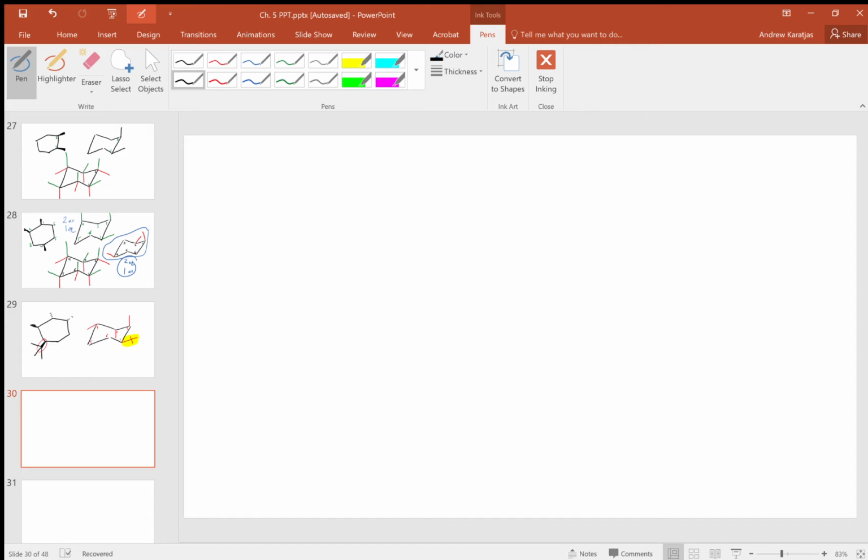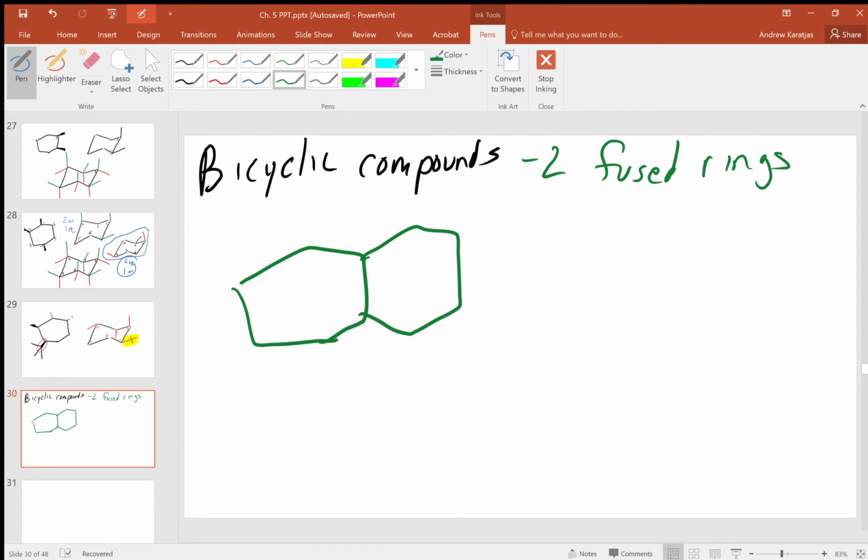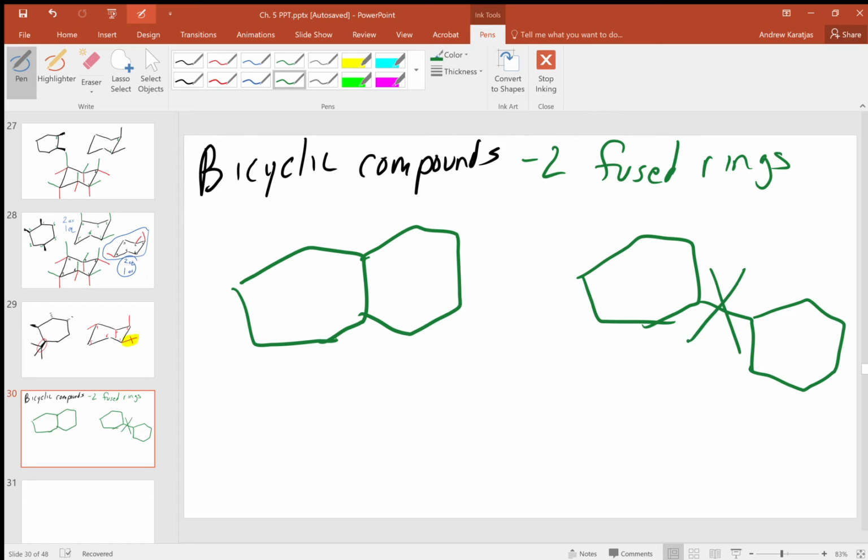Our final section in this chapter is to look very briefly at bicyclic molecules. Bicyclic compounds are when we have two fused rings together. And by fused rings, we mean something like this. We do not mean something like that.